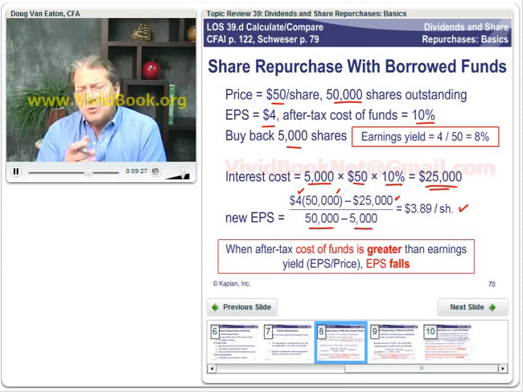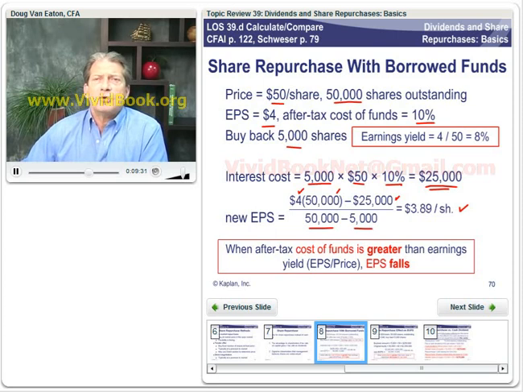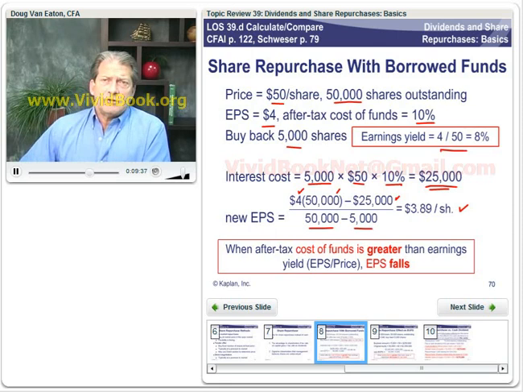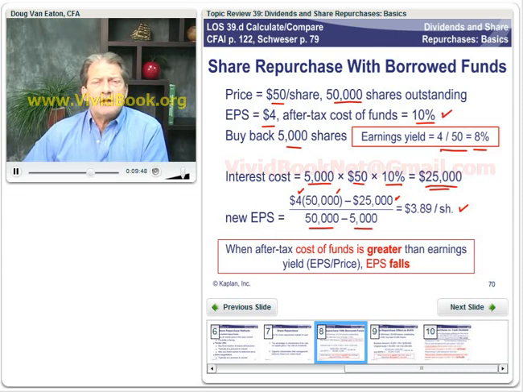Now, the intuition of this is straightforward. We've got something here in this box called earnings yield. Our earnings per share were $4 a share. Our share price, $50. So our earnings yield was 8%. Well, we're paying more than our earnings yield on this borrowed money to repurchase shares. That's why our earnings per share decreased.